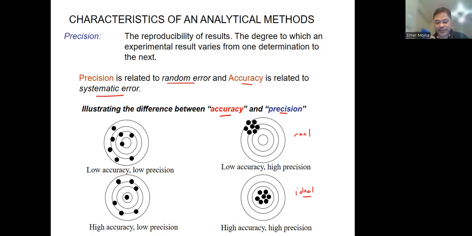So idealistic, yun yung gusto talaga natin. But we have to be realist. Okay, so in a realistic world, in a real world, a precise data is much better than, let's say, the other set here. But if you can make it also accurate, then better. Okay.